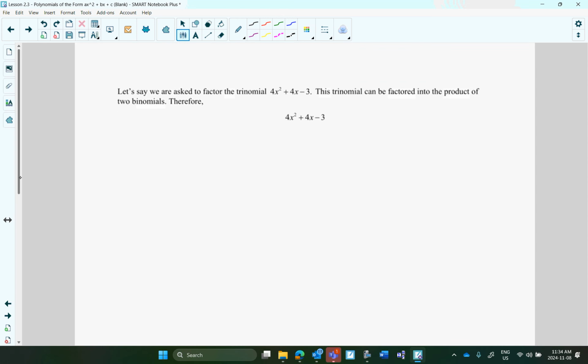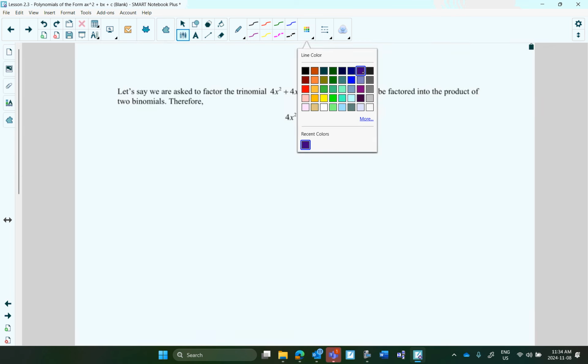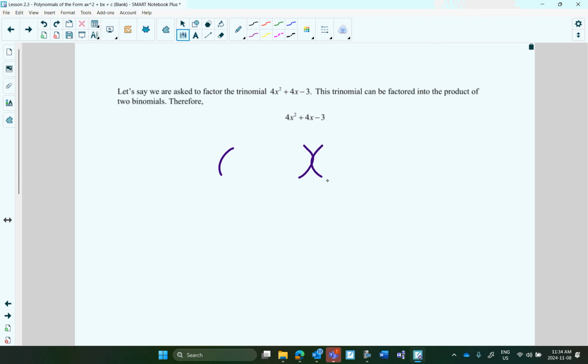Okay. When I see this trinomial, I know it's going to look like this. But I can't just do x and x because there's a number in front of the x squared. So this is where I got to do the kind of guess and check thing, the rainbow thing. What two expressions multiply to get this? 2x and 2x, or 1x and 4x. Question is, which one should I try? One of them will work, the other one won't.